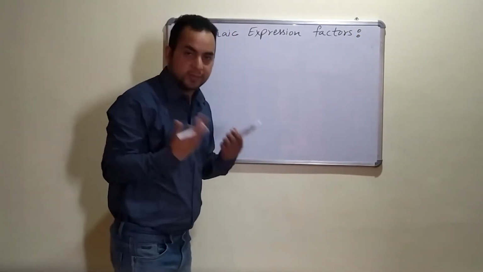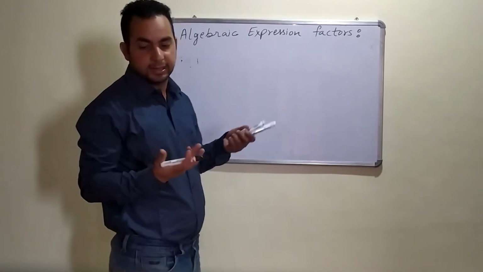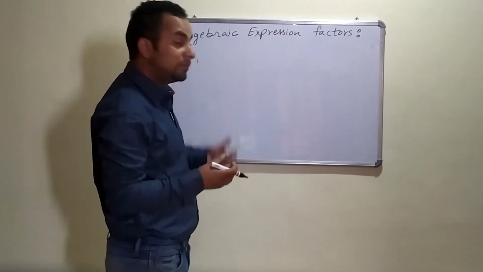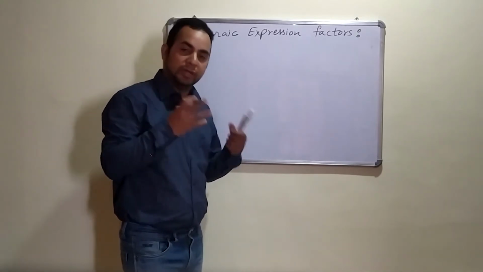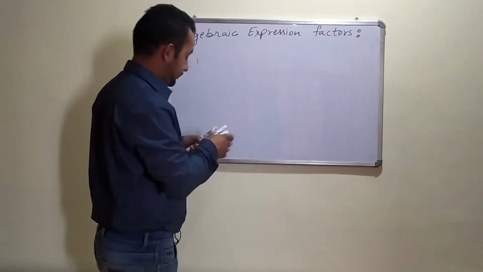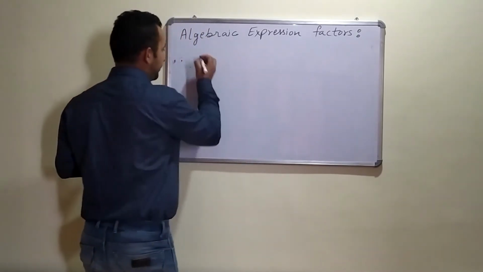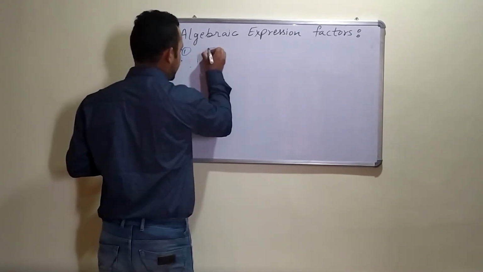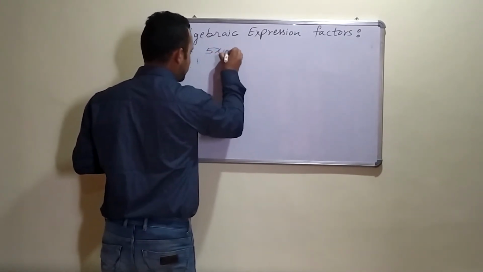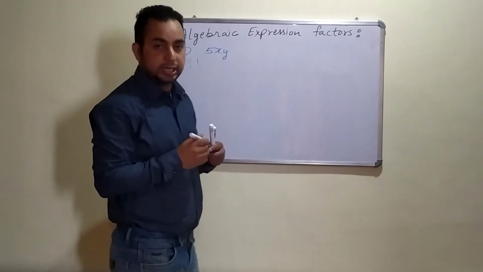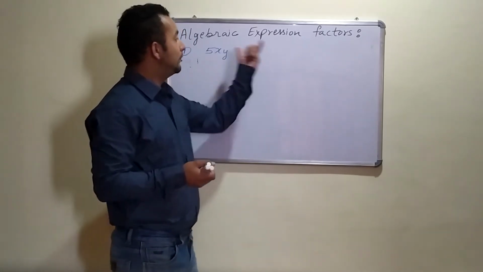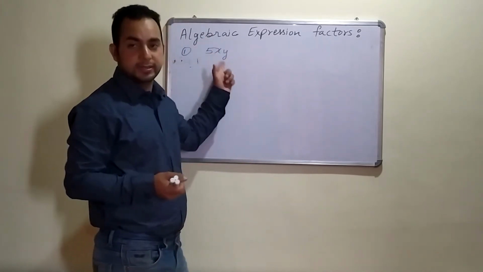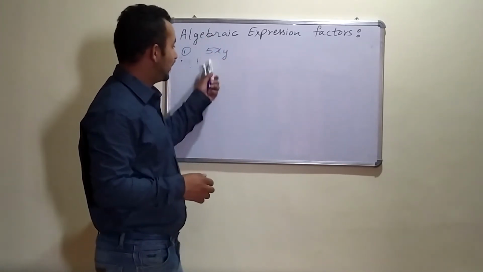The algebraic expression also has factors. It has variables along with numbers. What does it say? So for example, if I take 5xy. Now this 5xy is an algebraic expression, and now we're going to find out the factors of this algebraic expression.